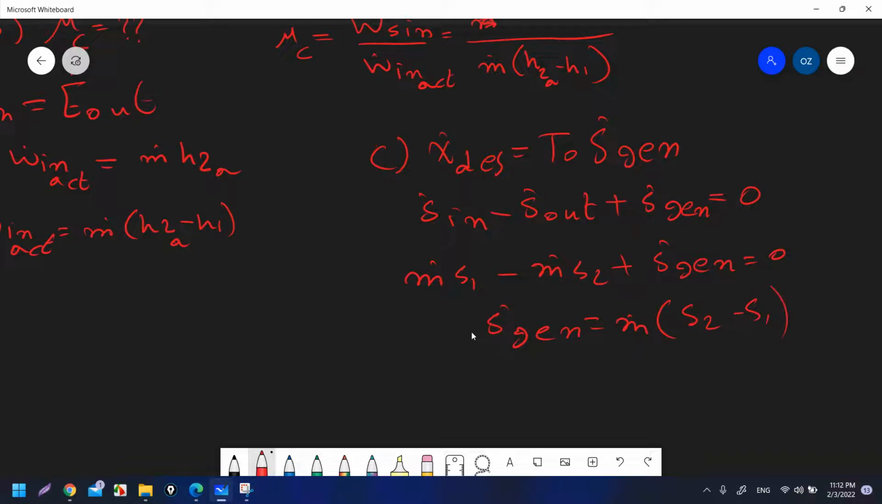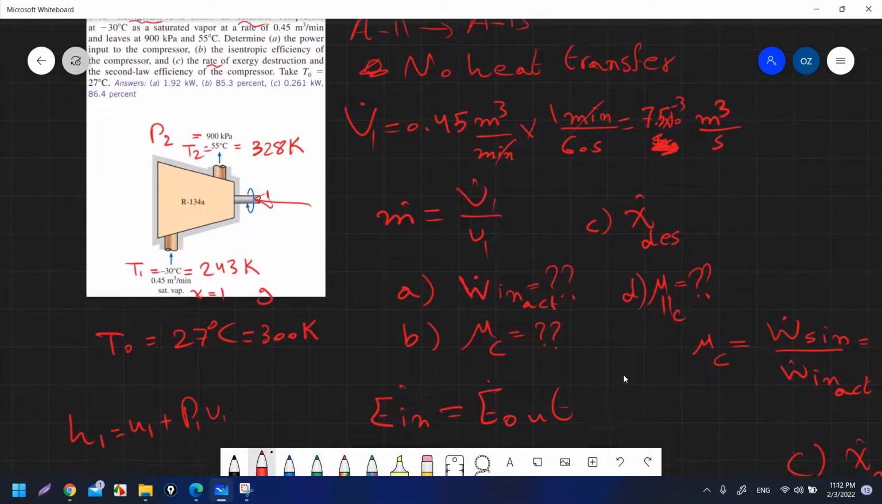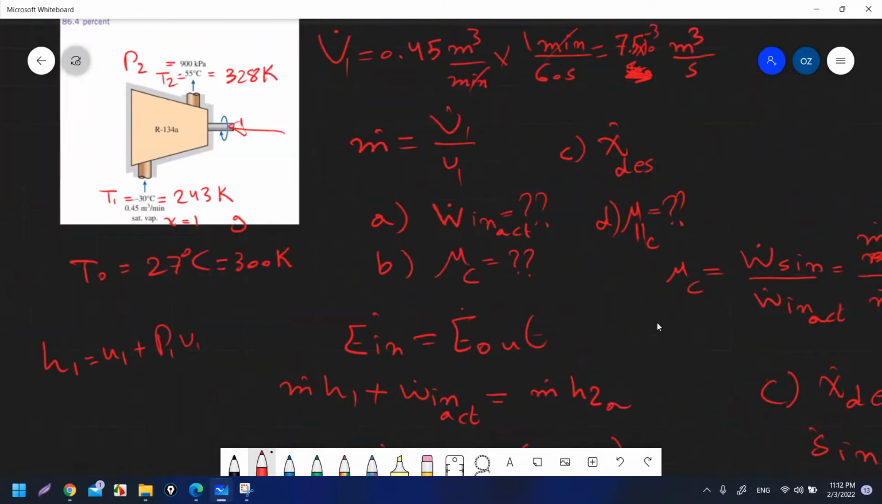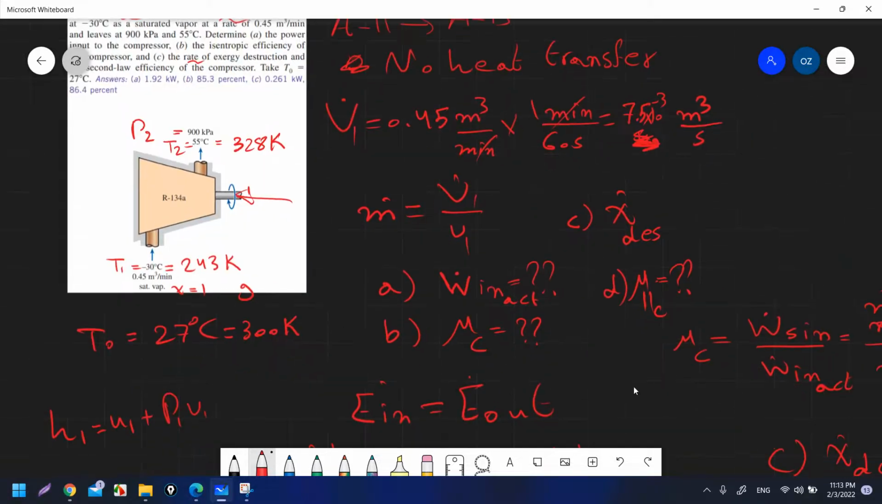Okay, s1 will be the same, it will not change. It is at the inlet. It doesn't matter if it is isentropic or actual. But for s2, is it actual or isentropic? I am working on the actual cycle, so I am calculating for the actual cycle. That is why he said part D is for the second law efficiency. At the end he will compare between the reversible and the actual, and it will be in terms of X destroyed, and X destroyed will be the actual one.